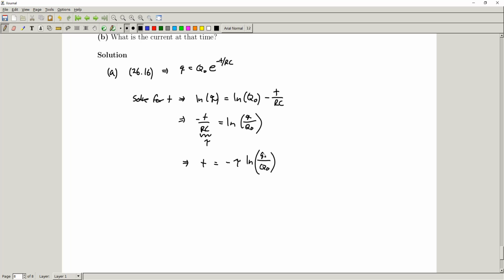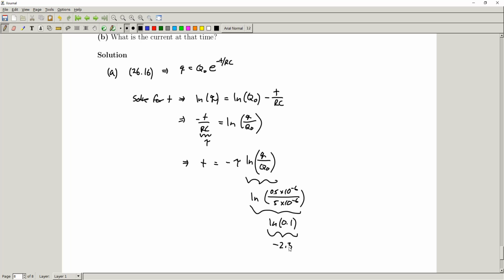So we can substitute in the numbers, rather than making a leap here. This is just going to be ln of 0.5 times 10 to the minus 6 over 5 times 10 to the minus 6. And so this is just going to end up being ln of 0.1. If you feed that into your calculator, the ln of 0.1 is minus 2.3.